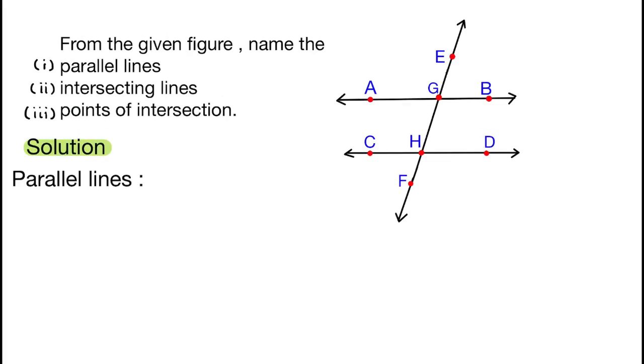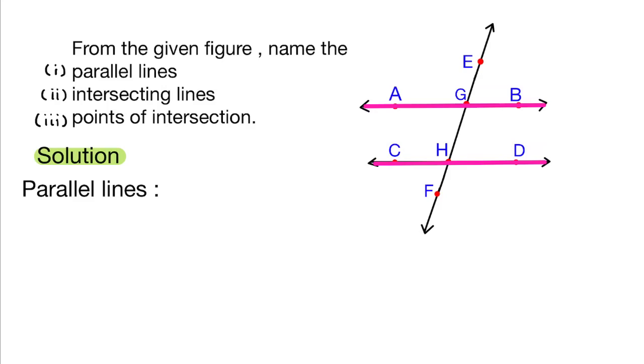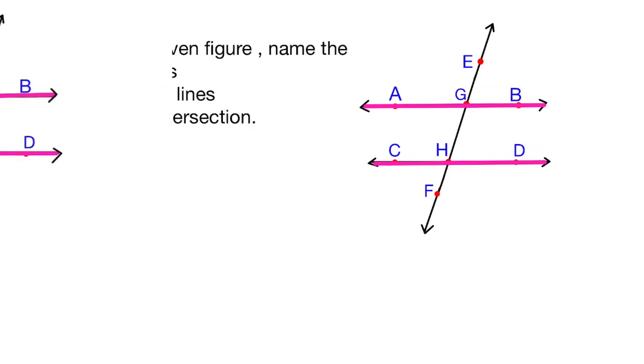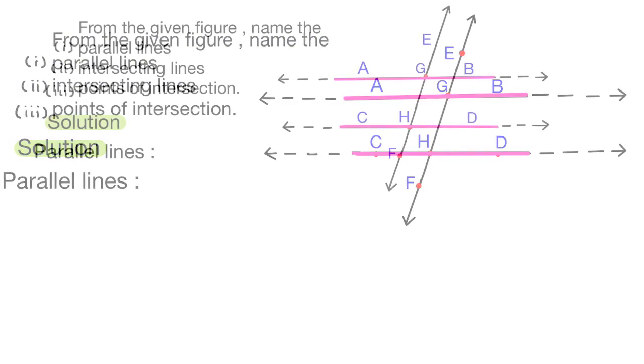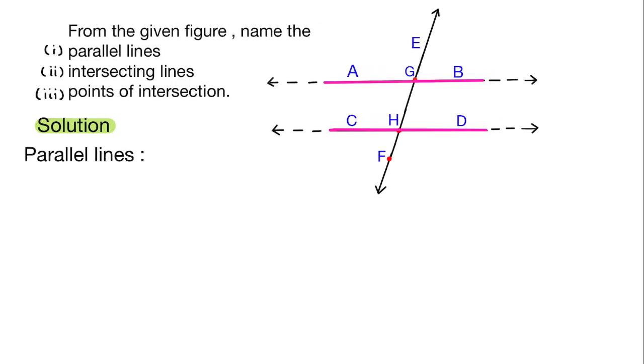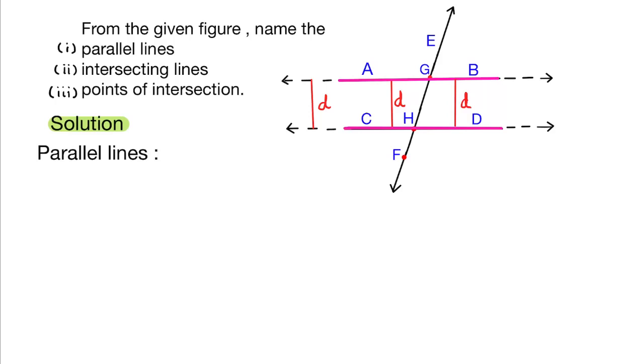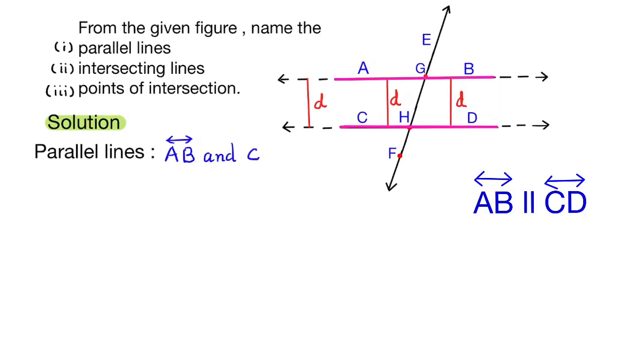Solution. Parallel lines. In the given figure, there are three lines: line AB, line CD, and line EF. Consider the lines AB and CD. When we extend the lines AB and CD on both sides, they do not intersect, and the distance between the lines AB and CD remains the same. Hence, the line AB is parallel to the line CD. Therefore, parallel lines are line AB and line CD.